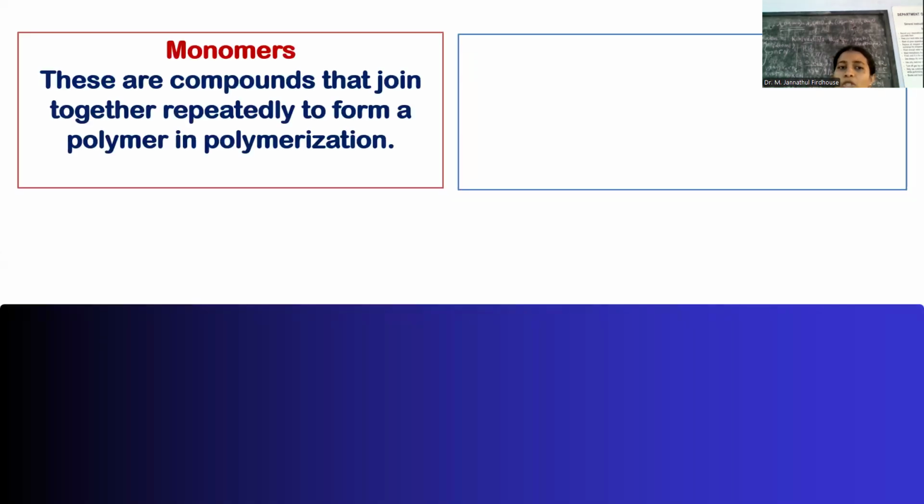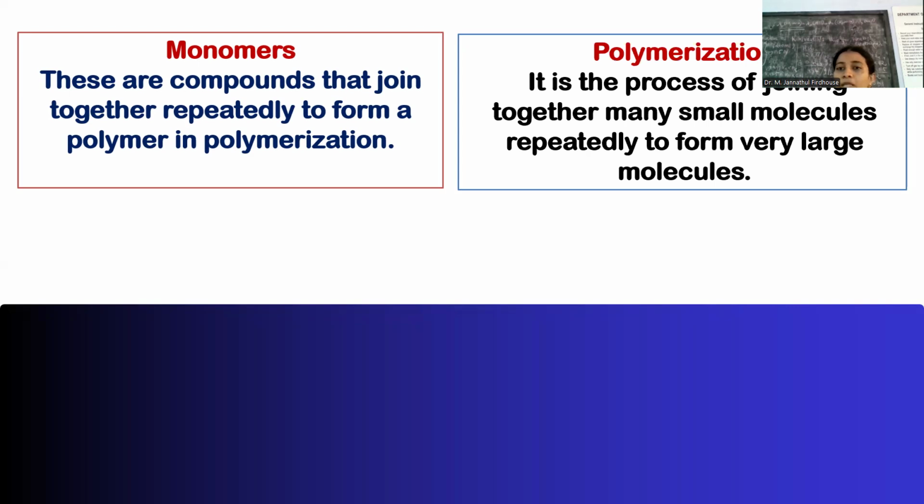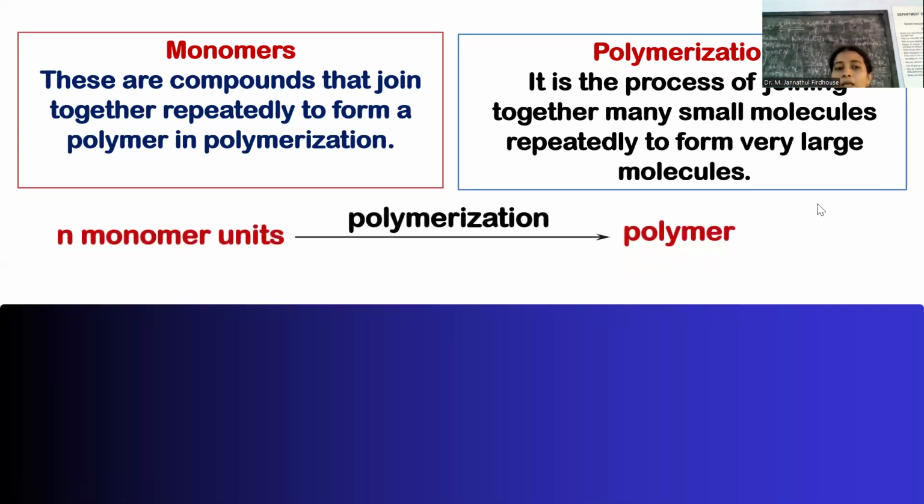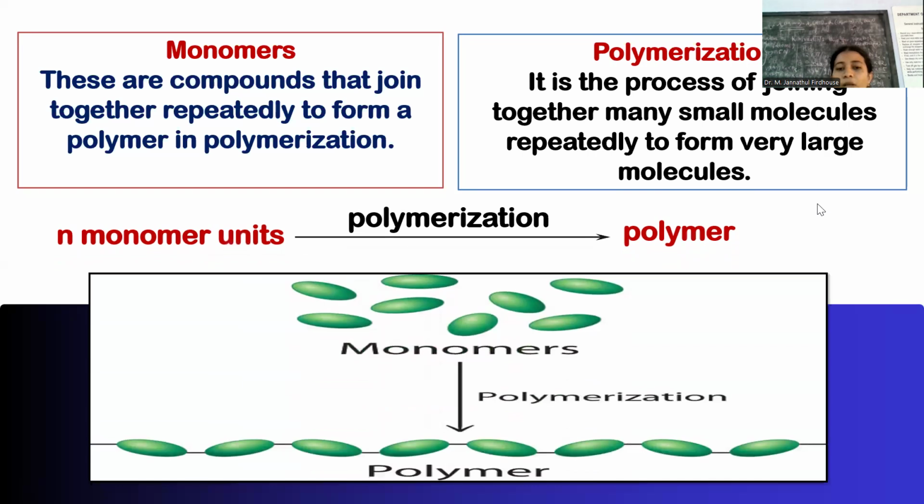So what do you mean by monomer? These are compounds that join together repeatedly to form a polymer in polymerization. What do you mean by polymerization? It is a process of joining together many small molecules repeatedly to form very large molecules. So when you take monomer units and react them n number of times, or they undergo polymerization, it forms a polymer. So this is how the polymerization takes place.